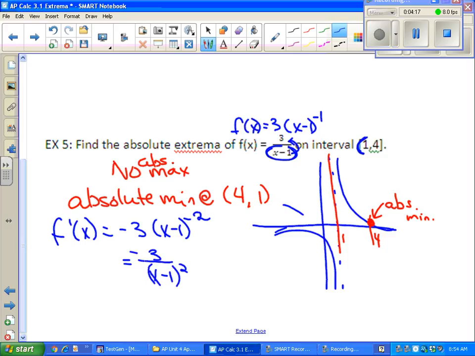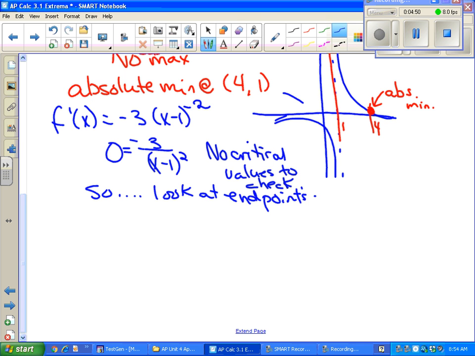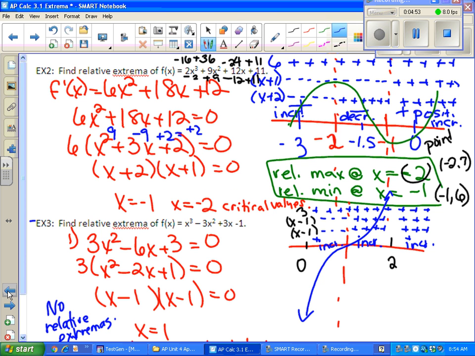And here's the thing. Even if you take the derivative and you set it equal to 0, that's not solvable, is it? There's no way. So I have no critical values. There's nothing in the interval that I can check. So in cases like that, with no critical values to check, what do we do? Look at the endpoints. That's the reason that I included that particular example.